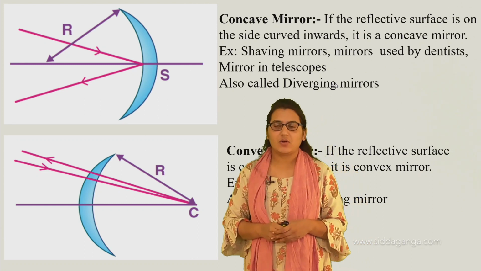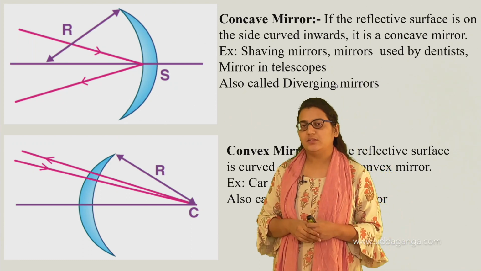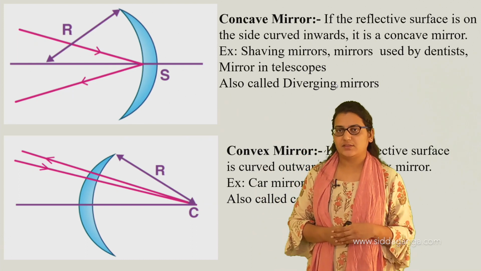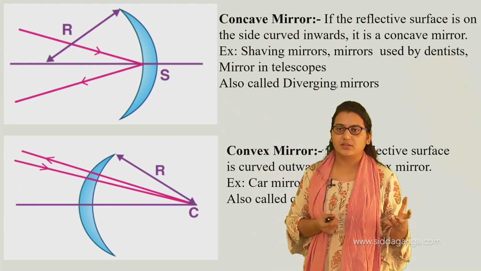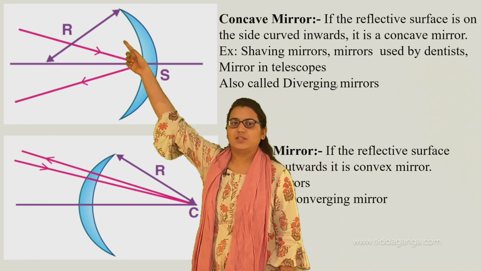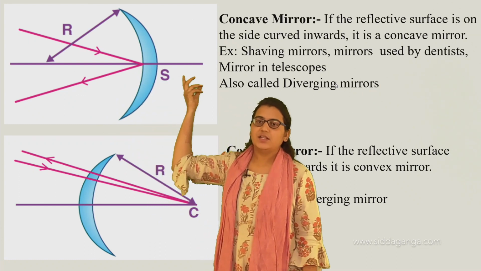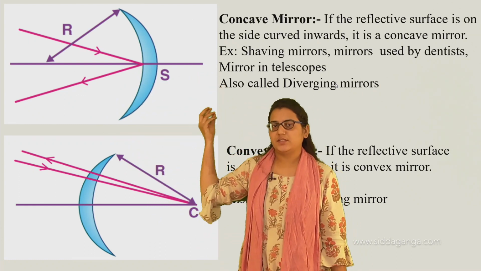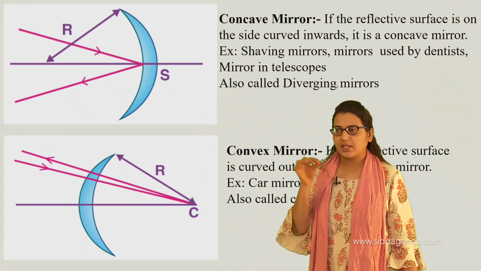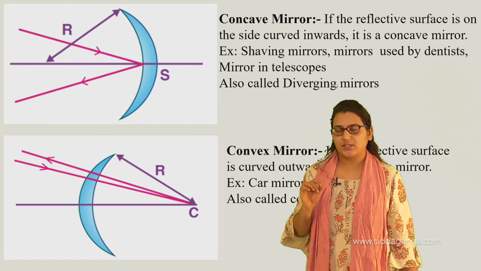Now let us see how an image is formed in a concave mirror. In a concave mirror, the reflecting surface is on the side curved inwards, as mentioned earlier. Then it is a concave mirror. Examples are shaving mirrors, mirrors used by dentists, and mirrors used in telescopes. For example, when you go to a dentist, he keeps a small mirror-like instrument to see your teeth clearly, right?